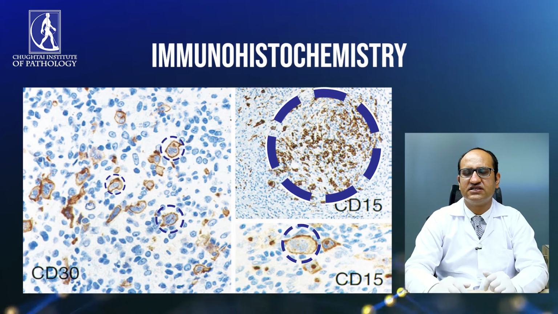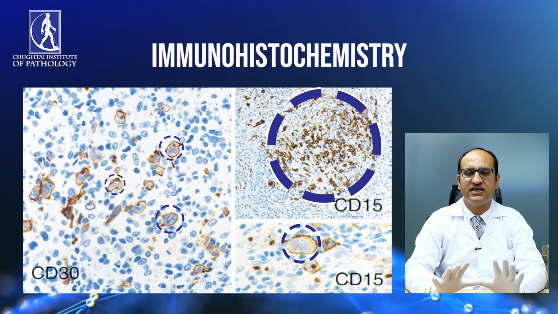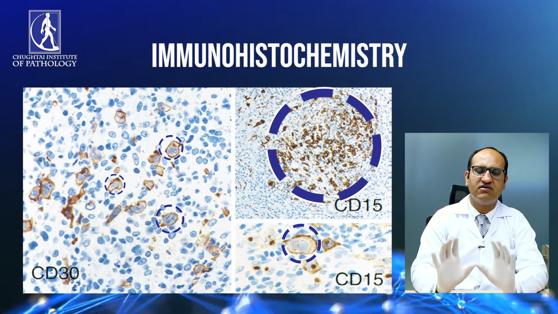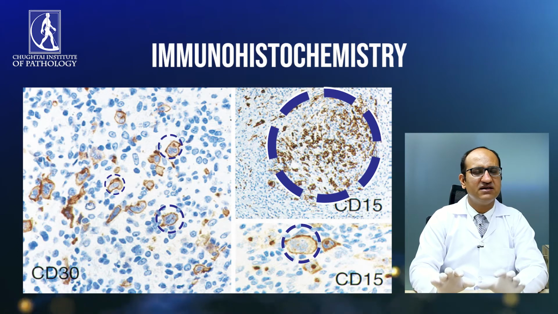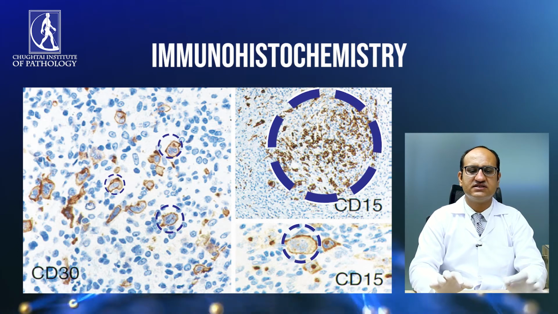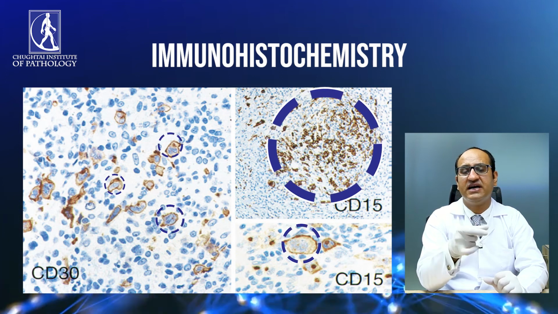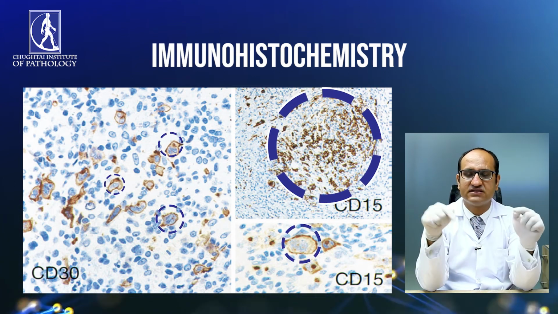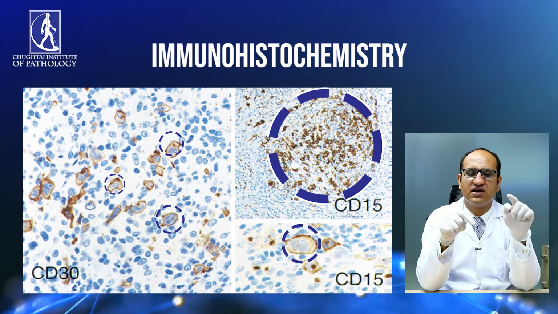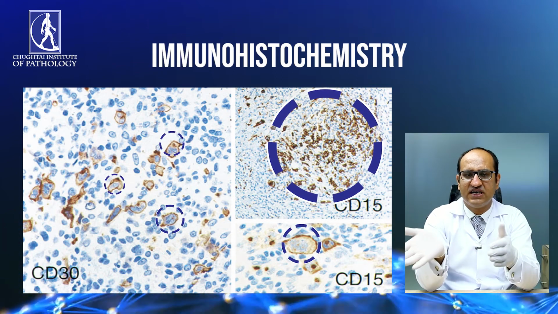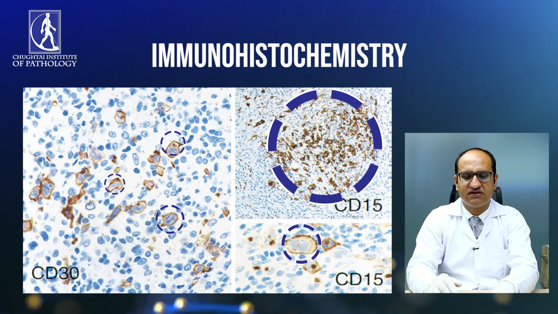Here you can see in this picture CD30 IHC stain is performed. CD30 IHC stain is highlighting all the large cells present in the classic Hodgkin lymphoma cases. The pattern of the staining is important. Here you can see the stain is forming a dot and ring pattern. The ring means the cell is staining the membrane, and a dot within the cytoplasm of the cell, that is the Golgi area. The other side of the picture shows CD15 IHC stain, which is also positive in classic Hodgkin lymphoma cases.